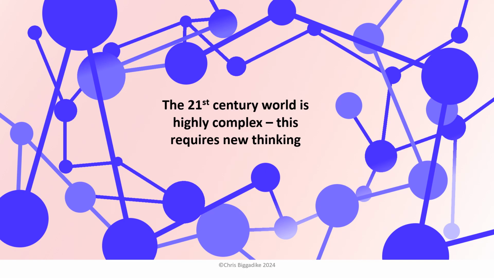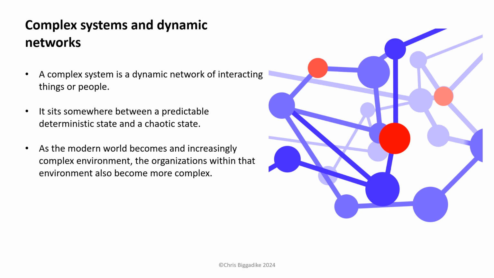In the 21st century, the world is highly complex. This requires new thinking. A complex system is a dynamic network. The more things or people that are networked together, the more they affect each other and the less predictable the detail becomes. Sitting somewhere between determinism and chaos, organizations have patterns which are generally predictable but cannot be predicted at a detail level. The increase in global complexity is reflected directly in businesses and organizations.